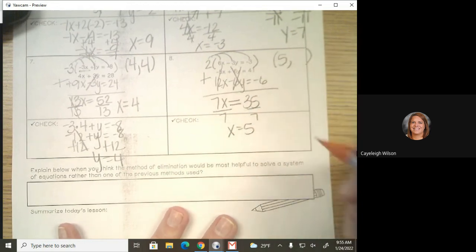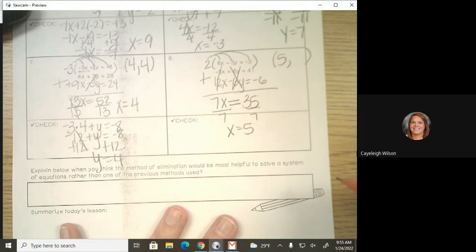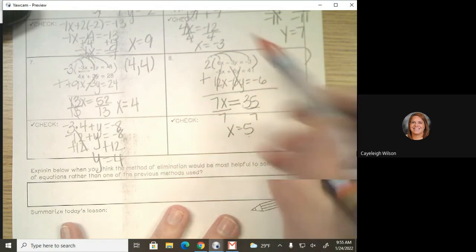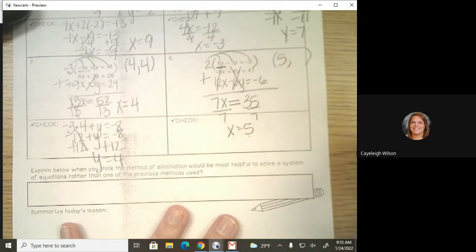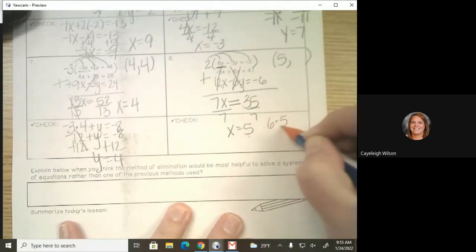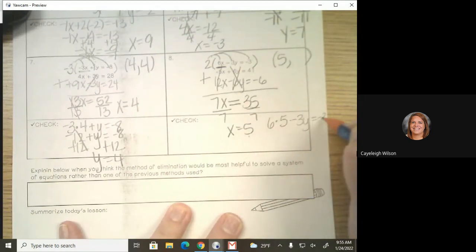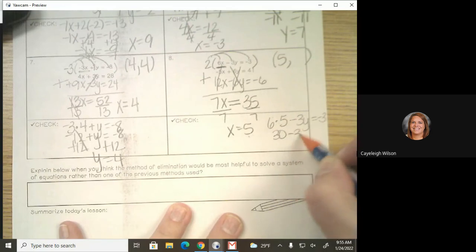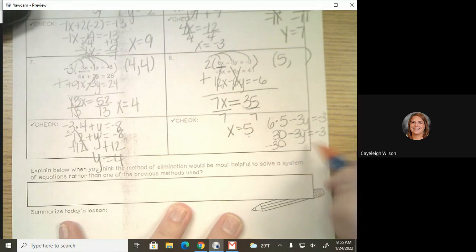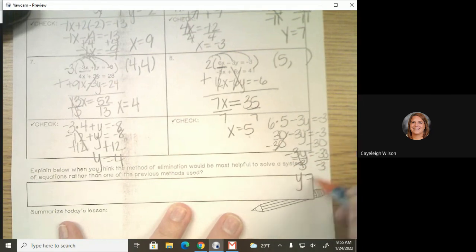Did we get 5? All right, we'll see. Then you're going to plug 5 back in. I'm going to plug it back in right here for x. So 6 times 5 minus 3y equals negative 3. So that's 30 minus 3y equals negative 3. I'm going to subtract 30. Blake's right. So that's negative 3y equals negative 33. Divide by negative 3, and y is 11.